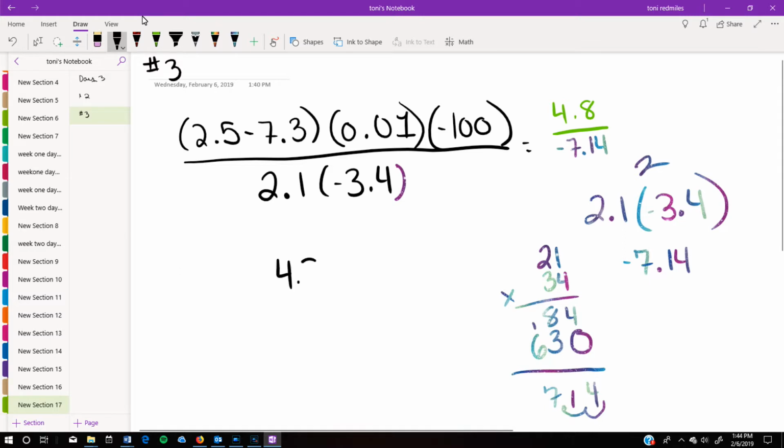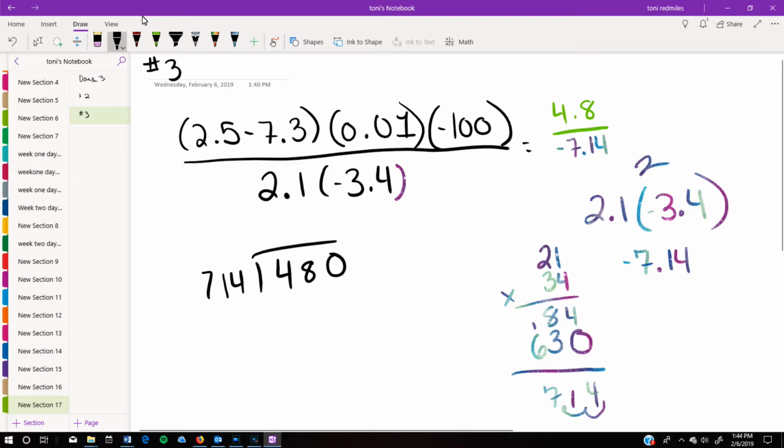Alright, so it's going to start out like this. Okay, but we know we don't need that negative right yet. Okay, and we also know we don't need decimals. Alright, so I moved the decimal in 7.14 over 2 places, so I have to do it here too.